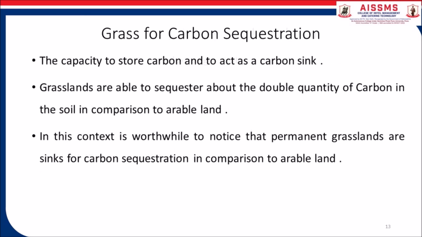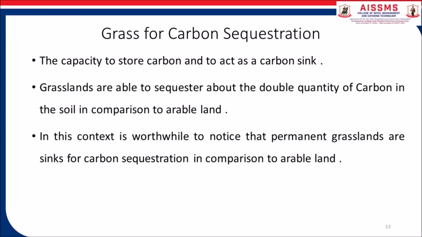transgenic food crops. Next, grass for carbon sequestration. Other specific characteristics give grassland more importance, such as the capacity to store carbon and to act as a carbon sink.